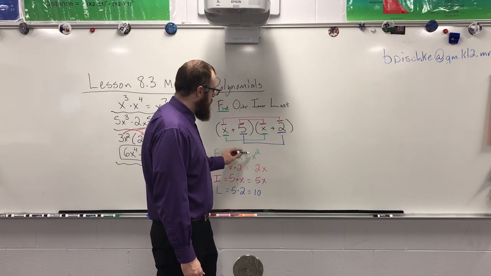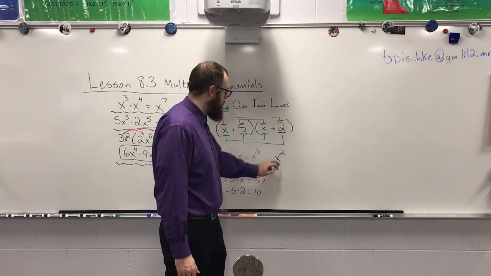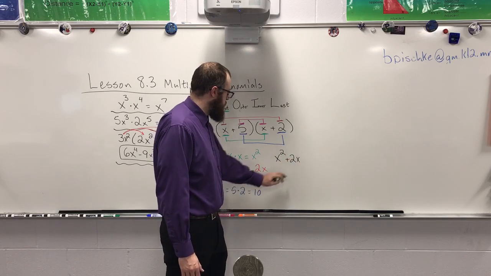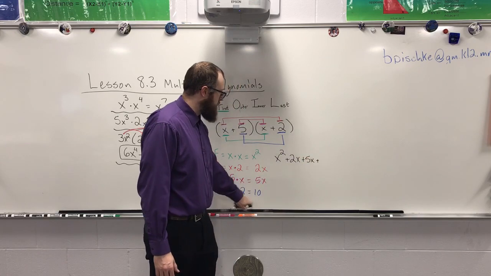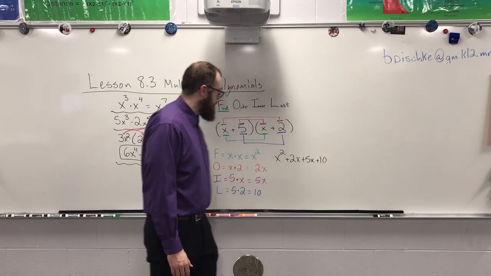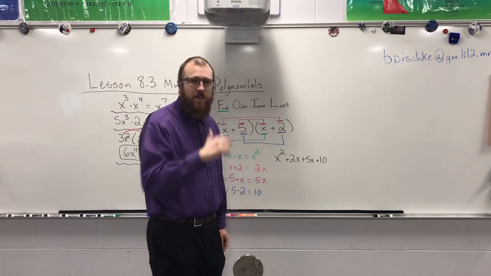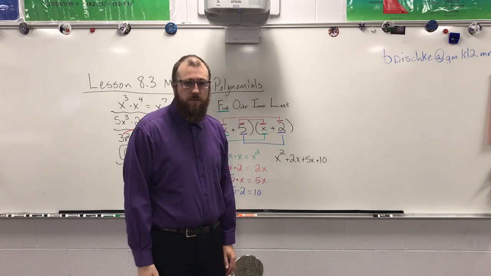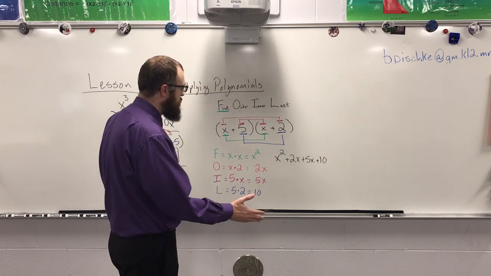So we're going to line them all up. Firsts, x squared, plus outers 2x, plus inners 5x, plus lasts 10. Now if any of them were negative along the way, we'd have some minuses in there, which we'll come across as we do more and more of these. But on this first one, everything's plus.